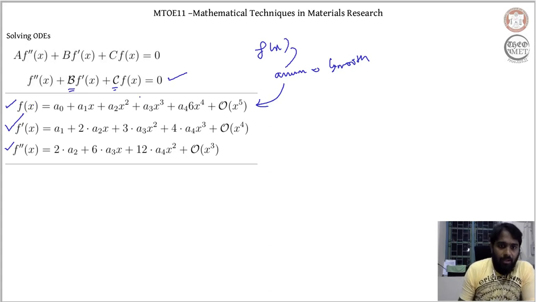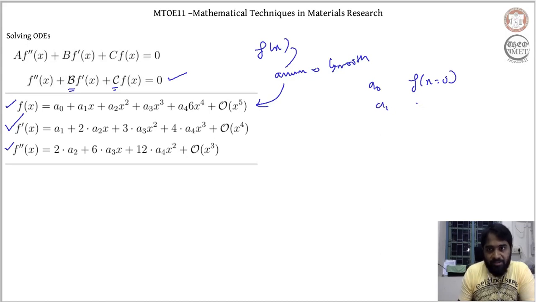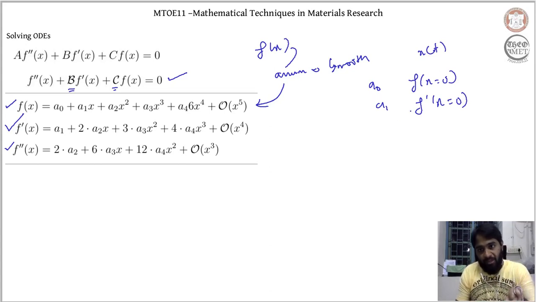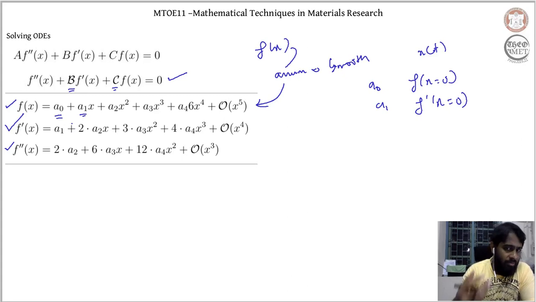Now from our previous experience, when we have a second order ODE, we understood that a0 represents the initial condition when x is 0, and a1 represents the first derivative of f of x when x is 0. So if f of x is x of t, which is position, a0 indicates my original position and a1 will indicate my original velocity. It means these two coefficients have some physical significance, so I'm able to understand them.